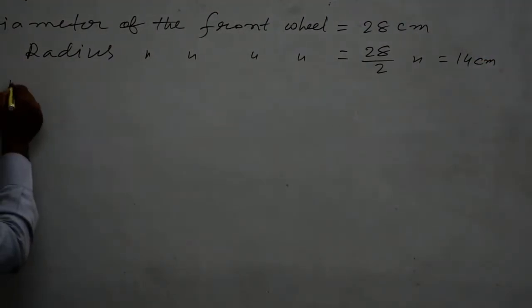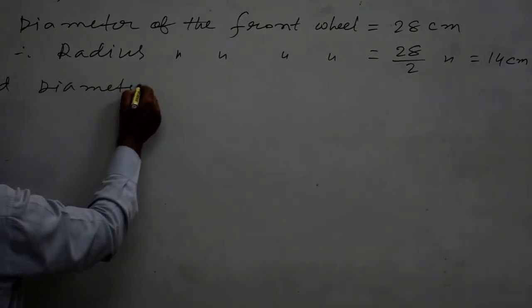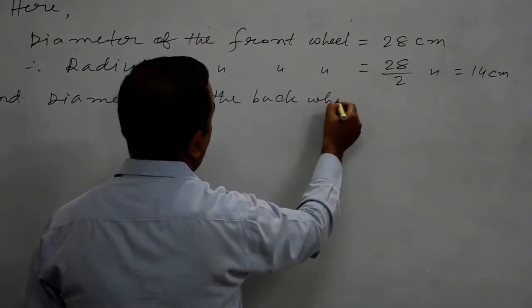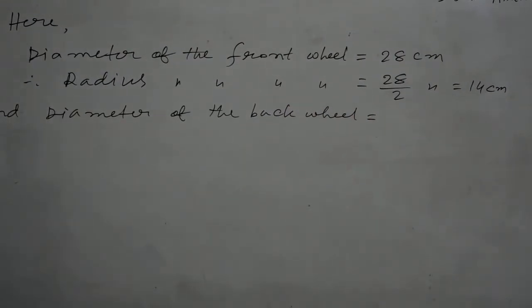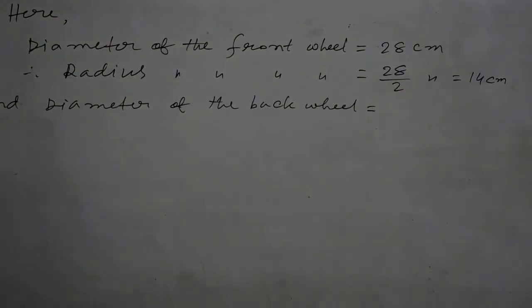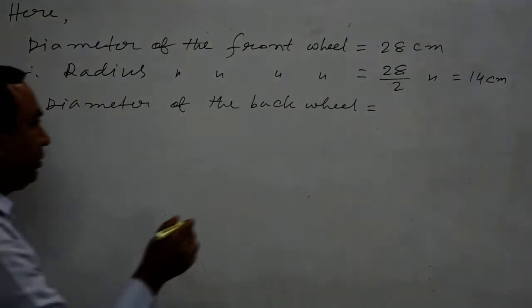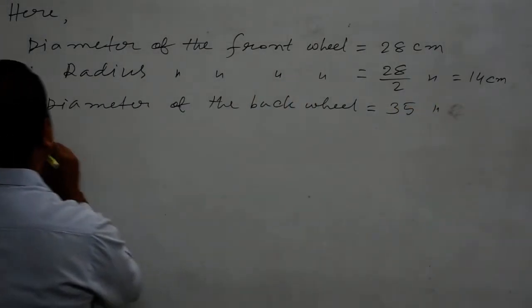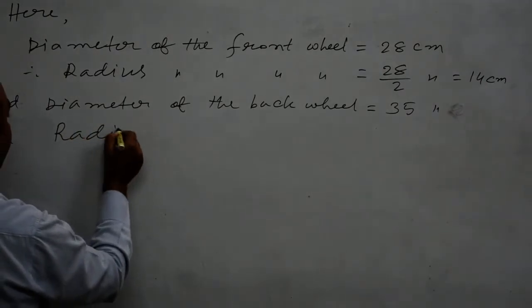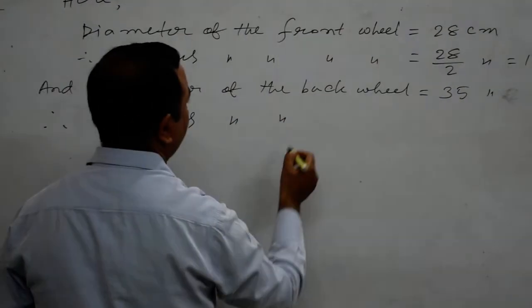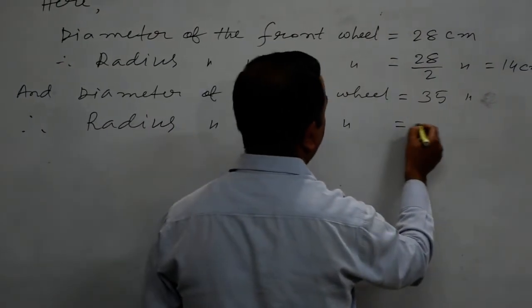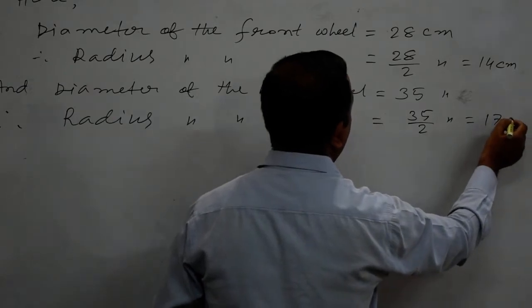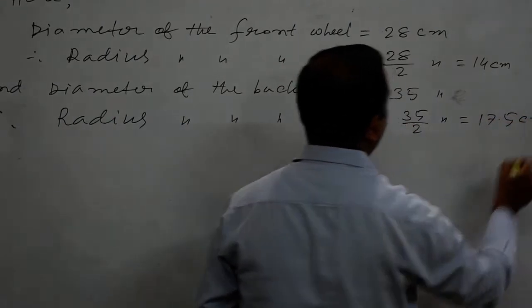And another information, diameter of back wheel. What is given? Diameter of the back wheel is 35 centimeter. So, radius of the back wheel 35 by 2 centimeter equal to 17.5 centimeter.